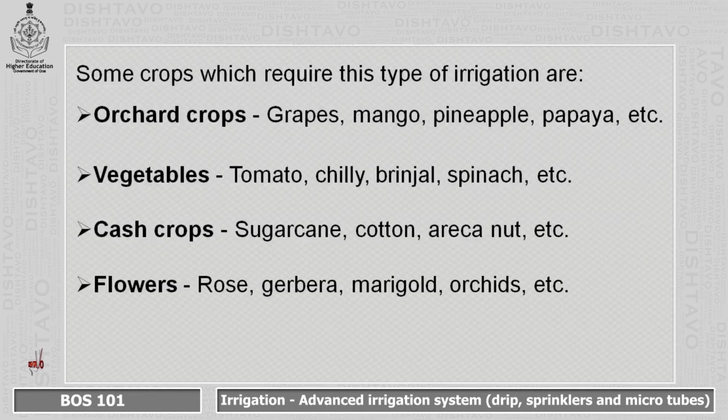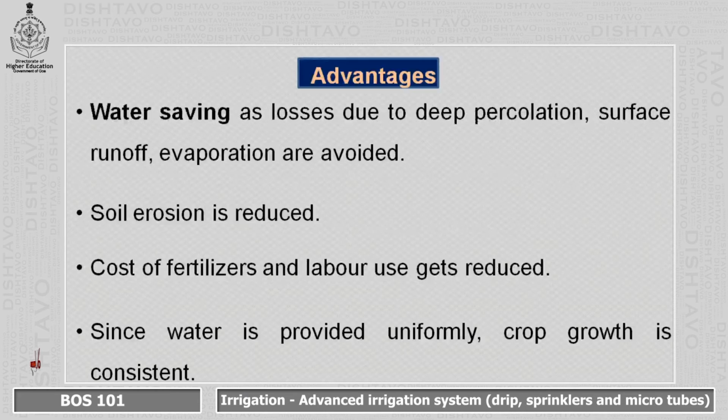Some of the crops which require this type of irrigation, that is the drip irrigation system, are orchard crops like grapes, mango, pineapple, vegetables like the tomato, chili, brinjal, spinach, cash crops, for example sugarcane, cotton, areca nut, flowers like rose, gerbera, marigold, orchids, etc.